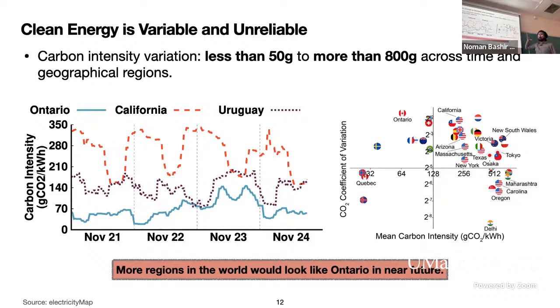In the future, at least I envision that a lot of regions would move from here to here, because as they integrate more and more solar, their average carbon intensity would go down, but it would have a lot more variations. So it's good news for sustainable computing that as more and more regions have low carbon intensity but a lot more variations, you would be able to exploit that.